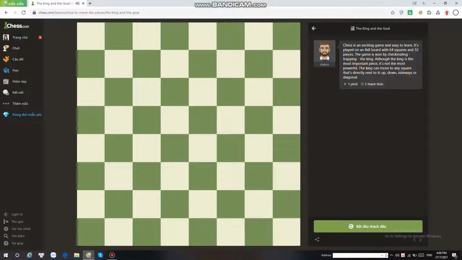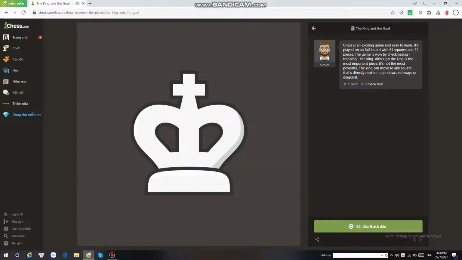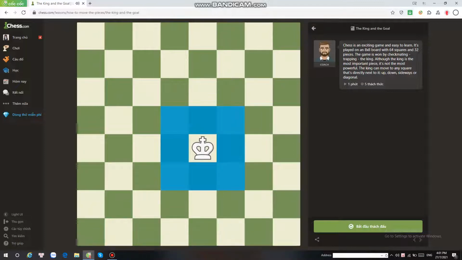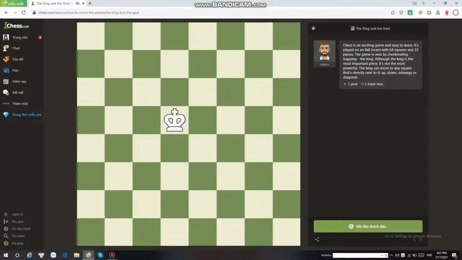So to start, let's meet the king. Even though the king is the most important piece in chess, it isn't the most powerful. The king can only move one square at a time in any direction. Here are the squares where the white king can currently move. Here's one move. Now the king could move here, and here's another king move.